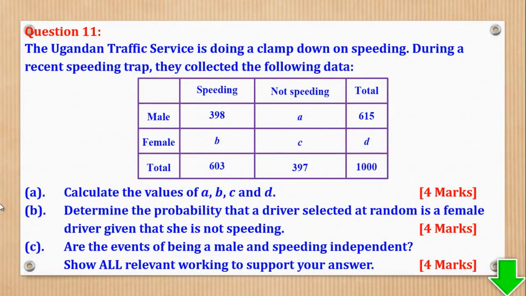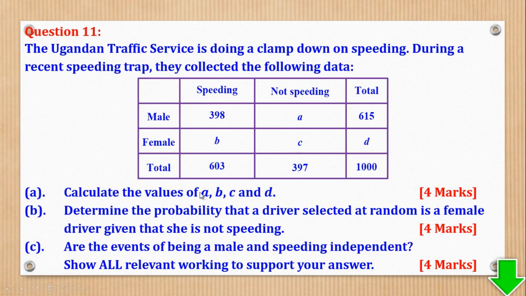Then question 11 says, the Traffic Uganda service is doing a clamp down on speeding. During a recent speeding trap, they collected the following data.